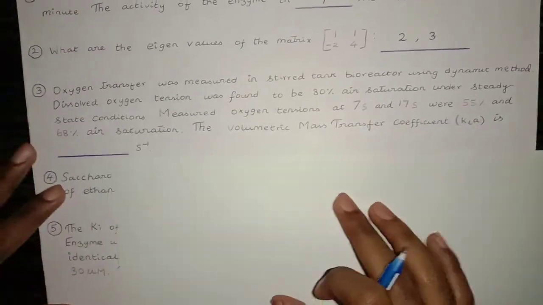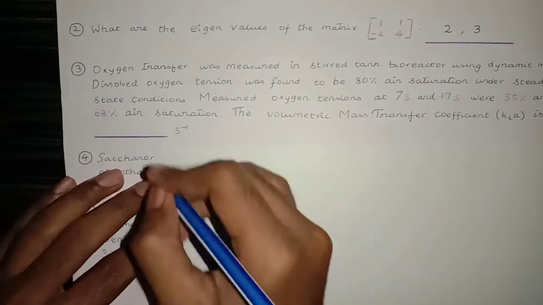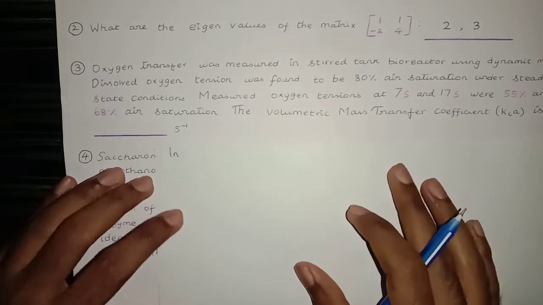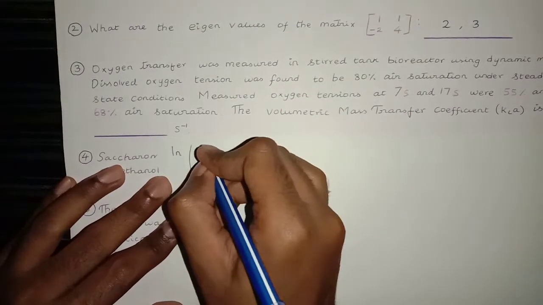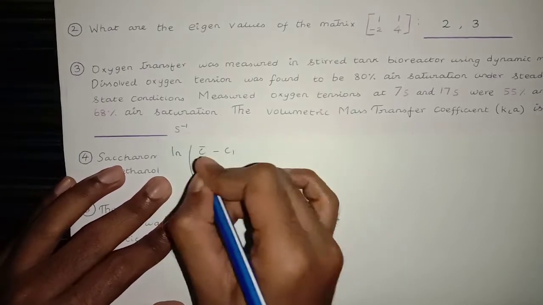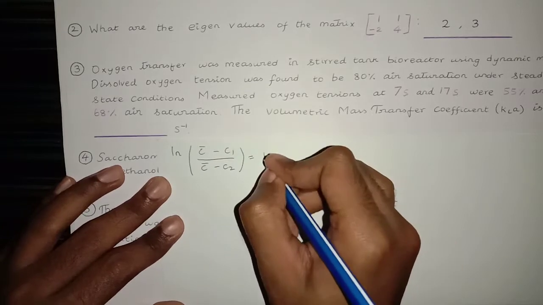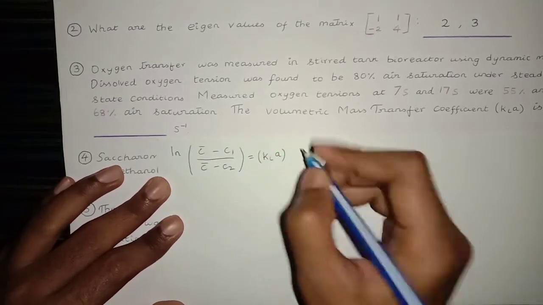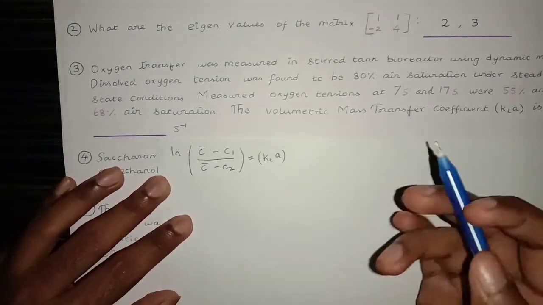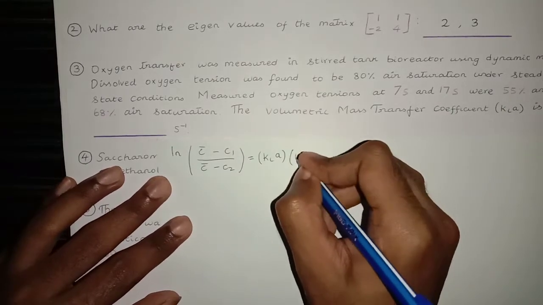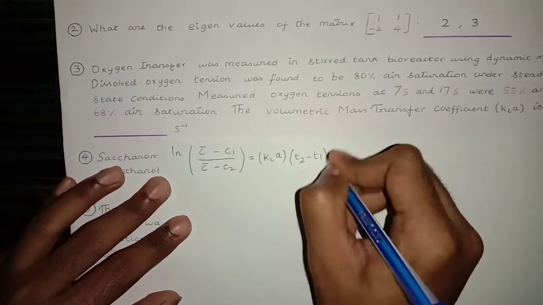Okay, we start by writing the formula. The formula is ln of (C bar minus C1) by (C bar minus C2), which is equal to resistance to mass transfer, that is KLA, or volumetric mass transfer coefficient, times T2 minus T1.